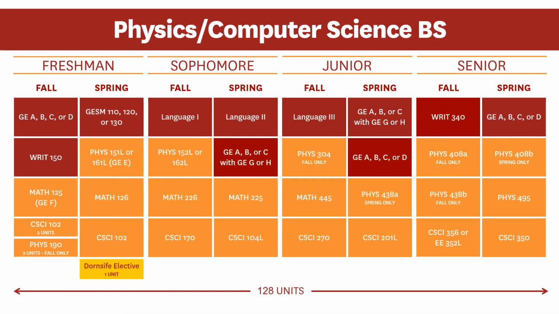This is a sample course plan for the Physics and Computer Science major. As you can see, there is not a lot of elective space. Second majors and minors are not common with this major, however, it is already quite interdisciplinary.